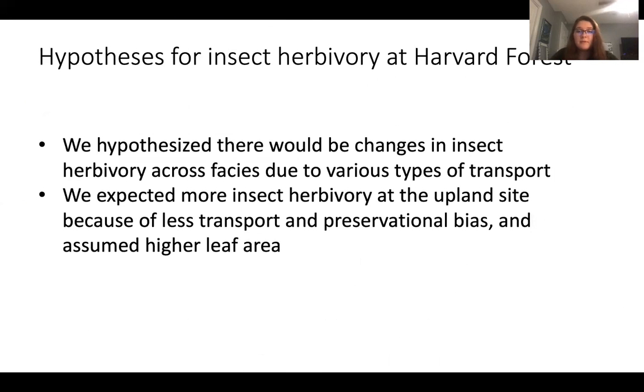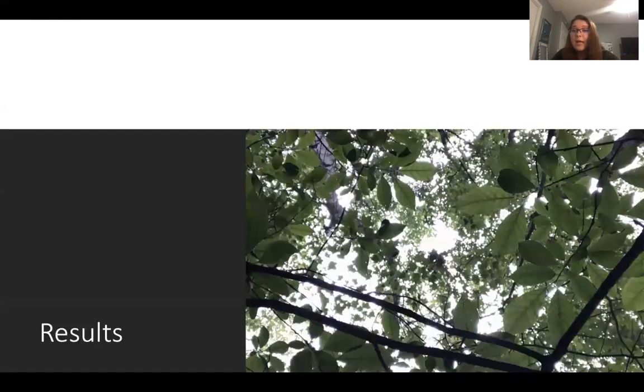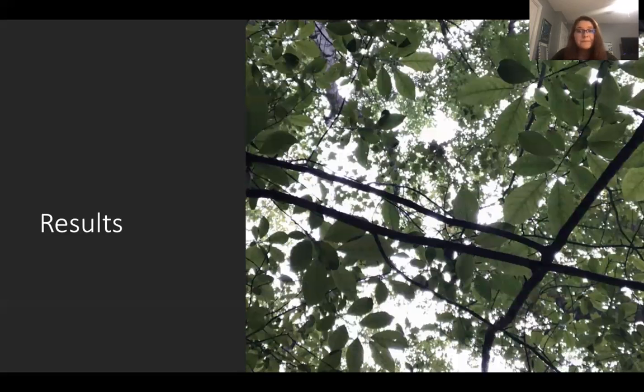Our hypotheses for insect herbivory at Harvard Forest are that there would be changes in insect herbivory across facies due to various types of transport. We also expected more insect herbivory at the upland site because of less transport and preservational bias, and assumed higher leaf area. Now, let's look at our results.